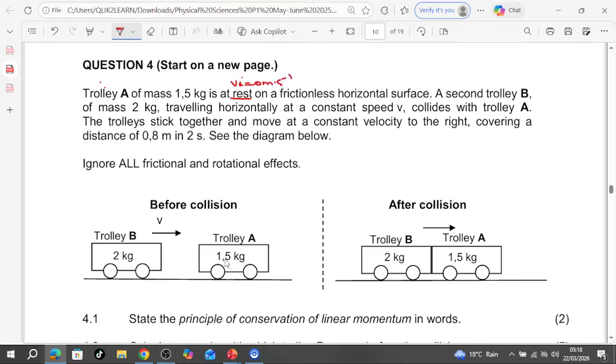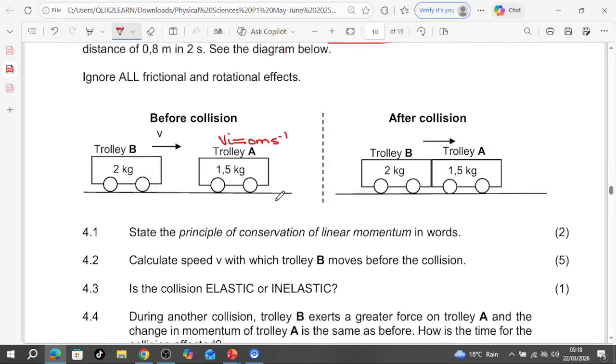I hope you understand that part. So trolley A will have the V initial of 0 meters per second. They say a second trolley B of mass 2 kg, traveling horizontally at a constant speed, collides with trolley A. Then they stick together and move at a constant velocity. Guys, constant speed and constant velocity are not the same. We're going to discuss that as we move, if you need to understand this.